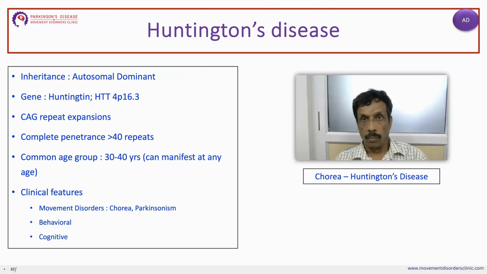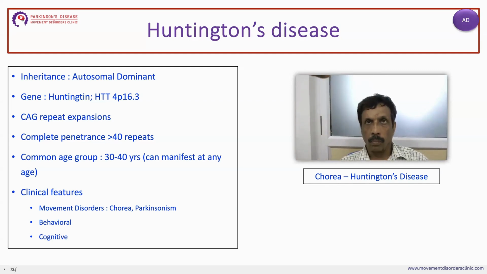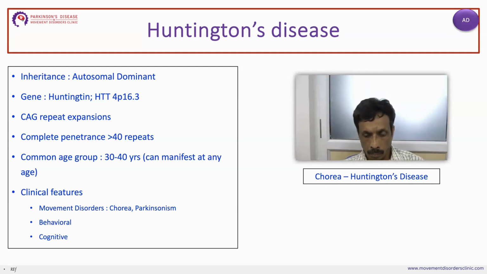Just to get a glimpse of them, Huntington disease is a classical choreic disorder which has an autosomal dominant inheritance, caused due to mutations in chromosome 4, which codes for Huntington protein. People will have CAG repeat expansions, and complete penetrance is usually indicated at more than 40 repeats. Commonly seen between 30 to 40 years of age, but can manifest at any age. Common clinical features include chorea, Parkinsonism, behavioral issues, and cognitive disorders.